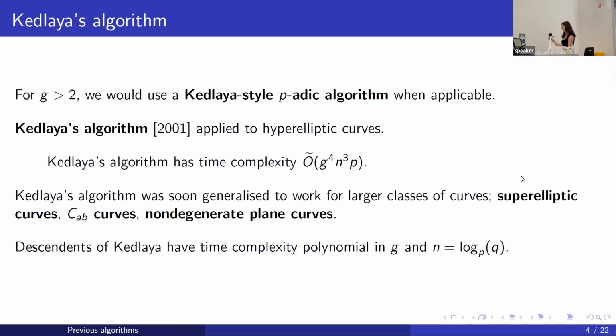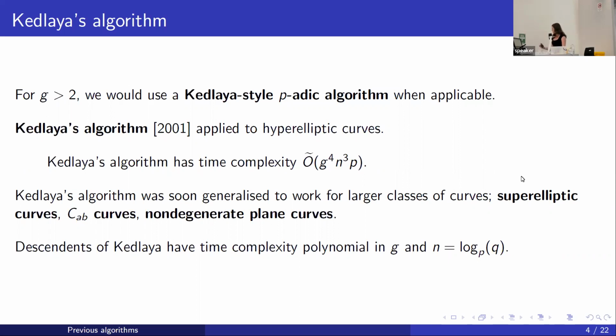And this is what Kedlaya did in his 2001 paper for computing zeta functions of hyperelliptic curves. Using Monsky-Washnitzer cohomology, Kedlaya achieved an algorithm for counting points on hyperelliptic curves that achieved this nice time complexity of soft O of g to the 4, and this was vastly more efficient than what had come before him.